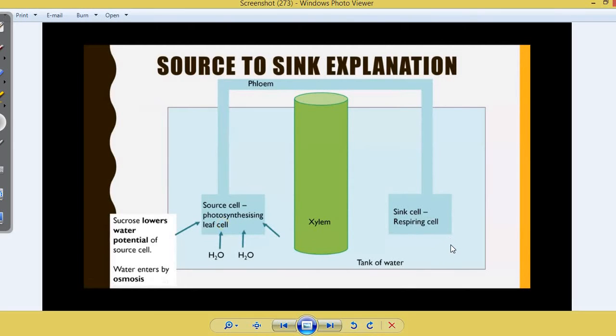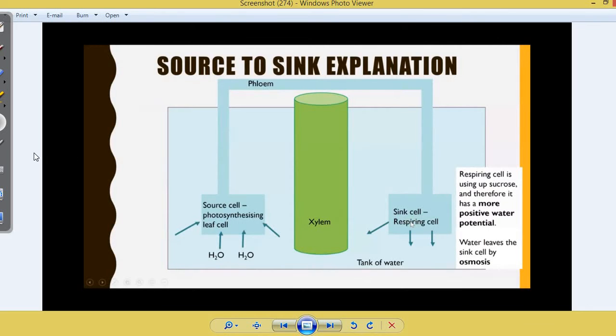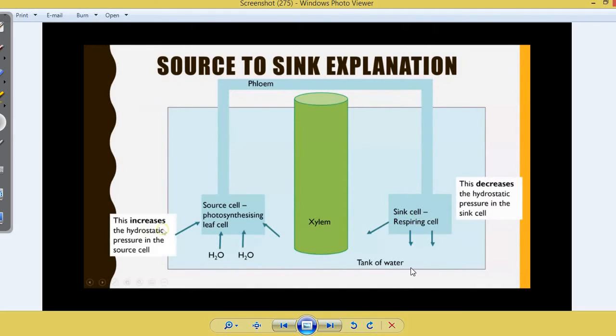On the other hand, in the sink cell, since it is using those sucrose, it is allowing the sucrose to reduce its concentration. Therefore, solute concentration is low here. And if solute concentration is low, water potential will be high. More water potential there, so water will start losing out from the sink cell by the process of osmosis. So this has created a hydrostatic pressure.